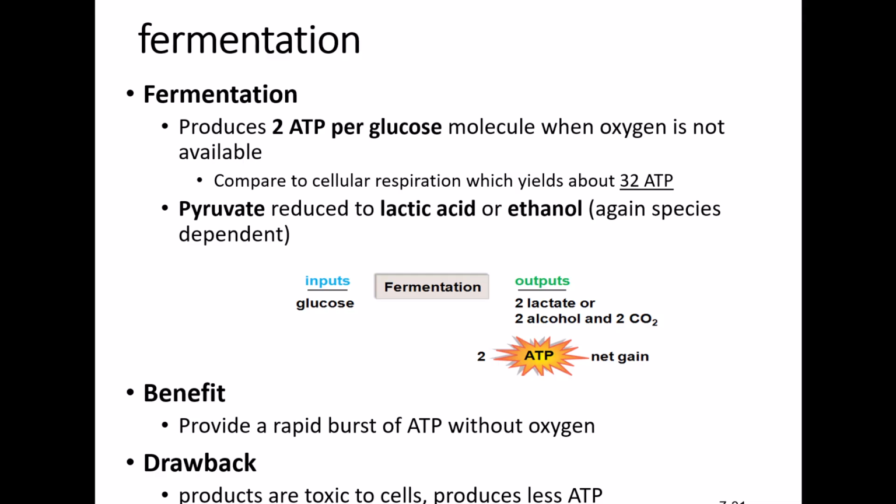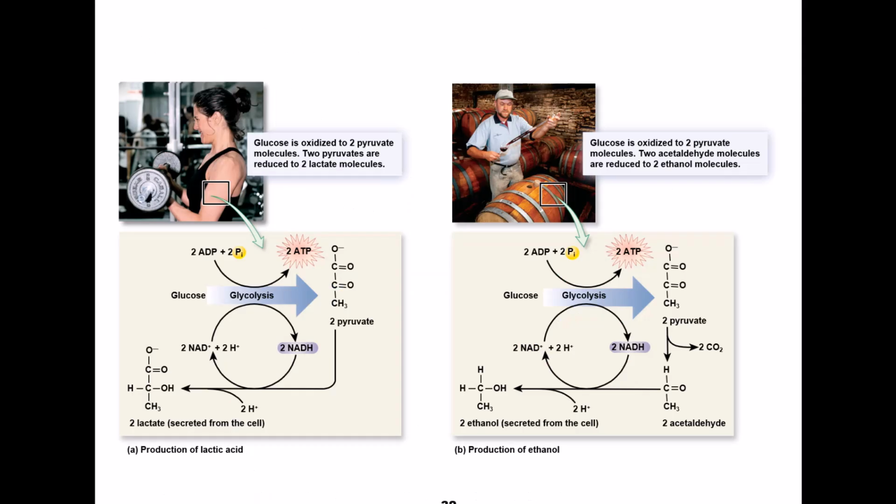With fermentation, the pyruvate is reduced to either lactic acid or ethanol, depending on the organism that's doing fermentation. This does provide a rapid burst of ATP when oxygen is not available, but the products like lactic acid or ethanol are toxic to cells, and it's a lower production of ATP. These two pictures here are just showing fermentation in yeast. In this case, yeast that's making wine would produce ethanol, which is alcohol, and carbon dioxide.